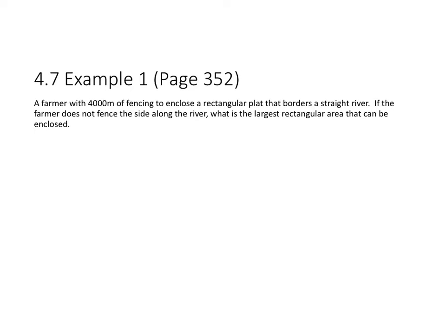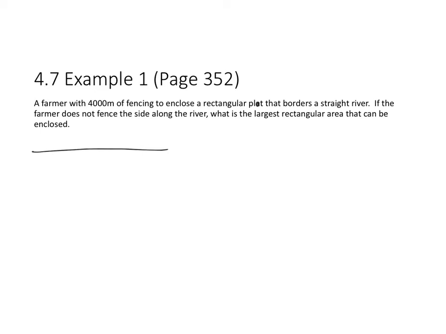So on page 352, we're going to look at example 1. A farmer with 400 meters of fence is going to enclose a rectangular plot that borders a straight river. If the farmer does not fence the side along the river, what is the largest rectangular area that can be enclosed? So let's draw a picture before we start.